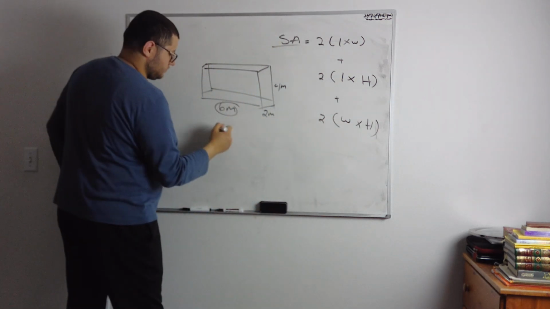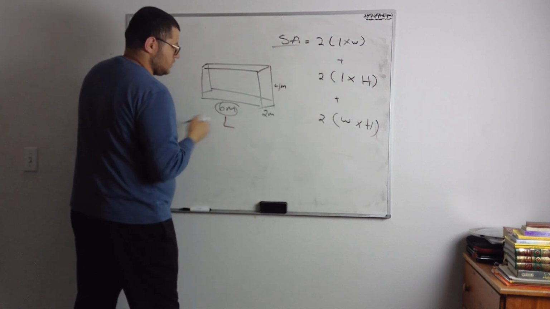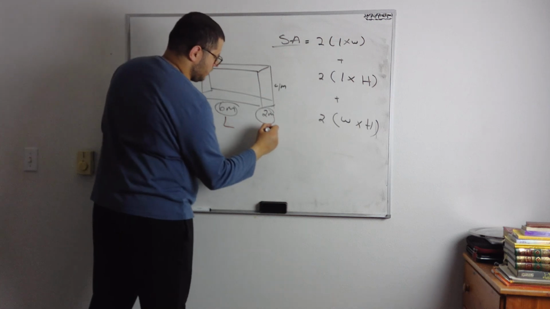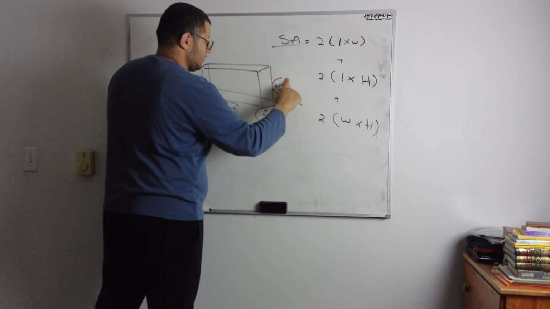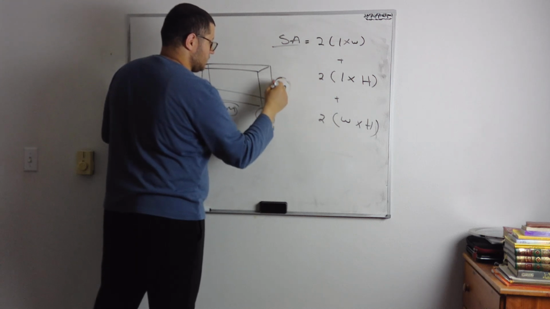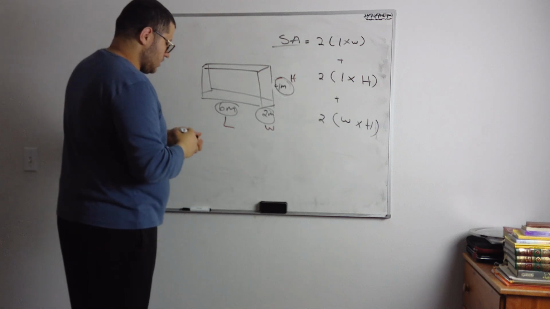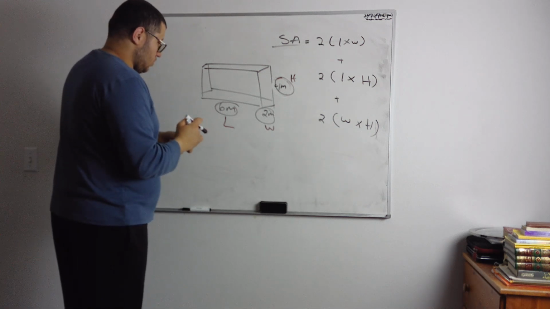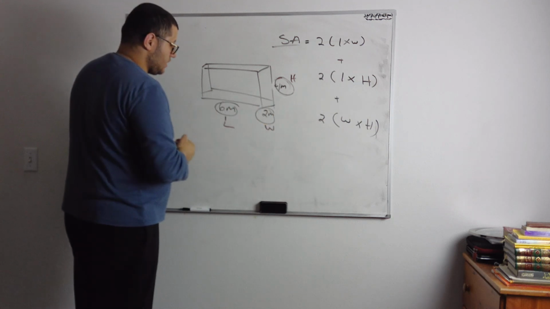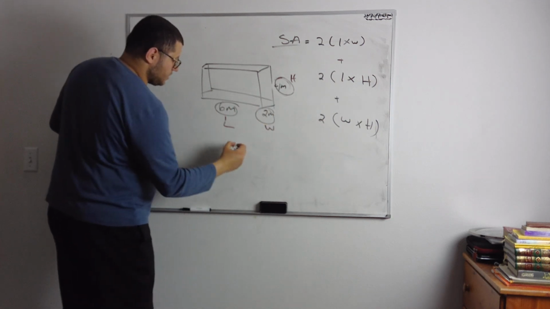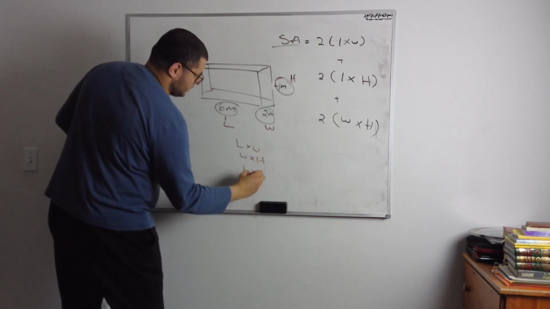This is L. Let's write this. This is L. This is width. This is height, H. Now, all we do is just this times that, and then this times that. The combinations, 3 combinations: length times width, width times height, and length times height.